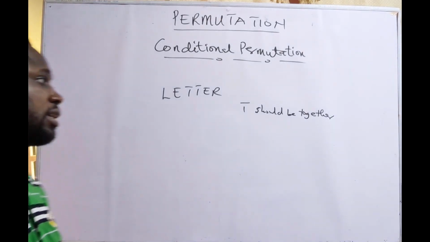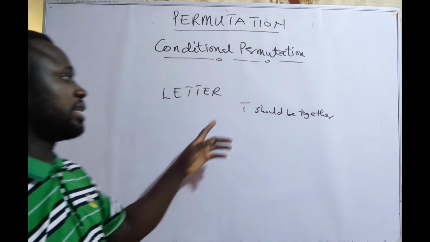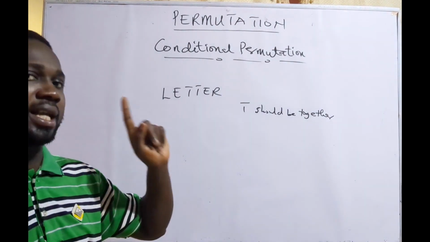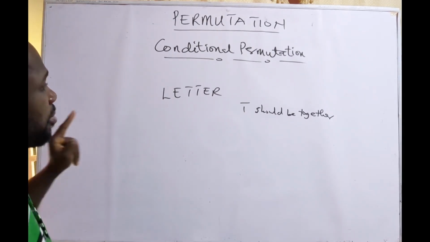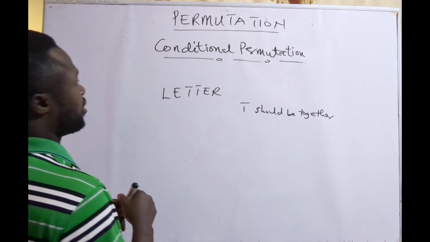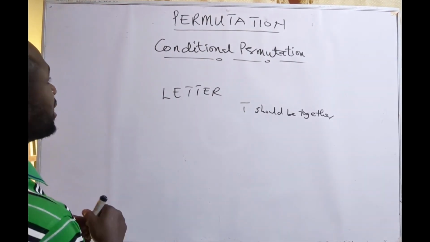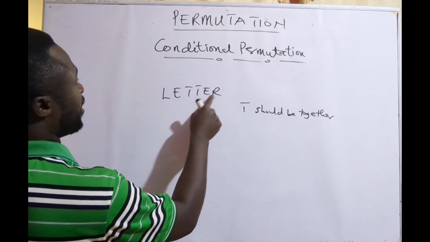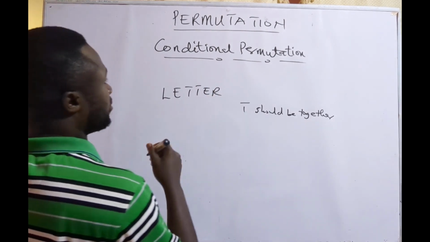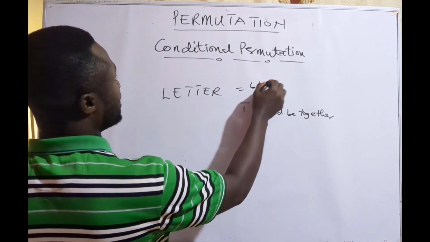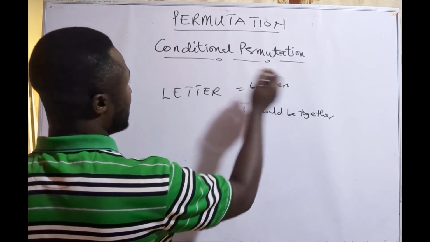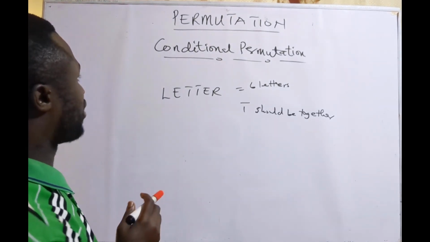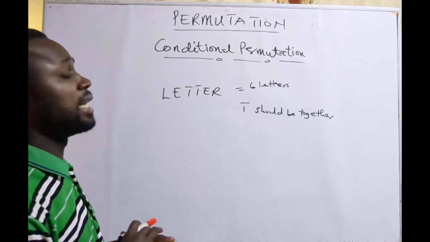T should be together. All right. So if T should be together, then I'm going to take T as 1. So my T is going to only be 1. So in the first place, how many letters do I have here? You count 1, 2, 3, 4, 5, 6. I have 6 letters in the word letter.